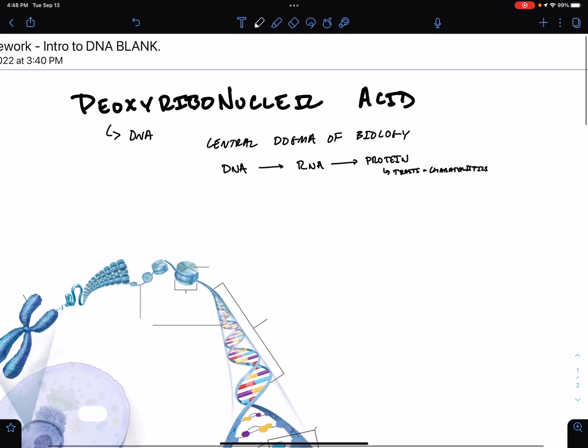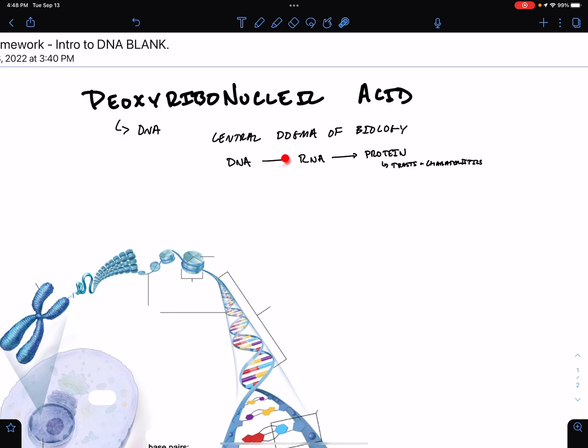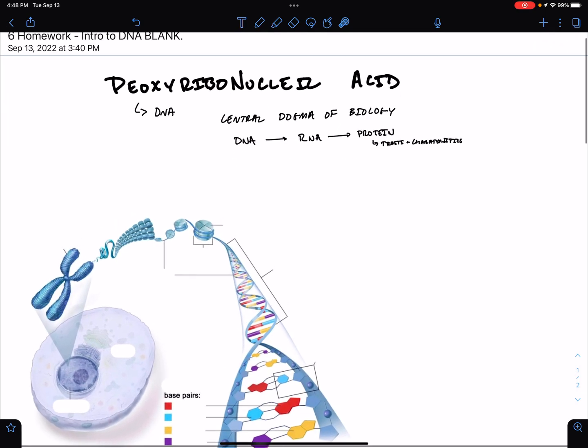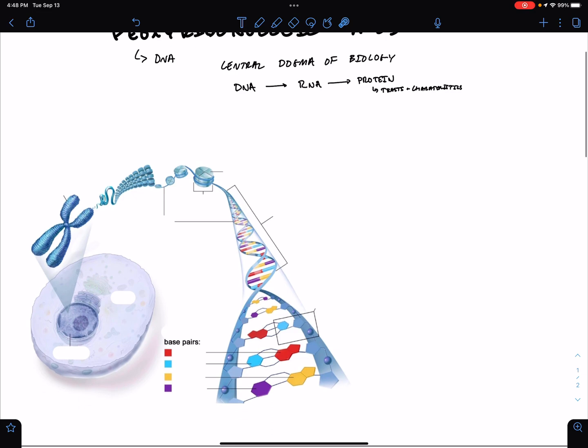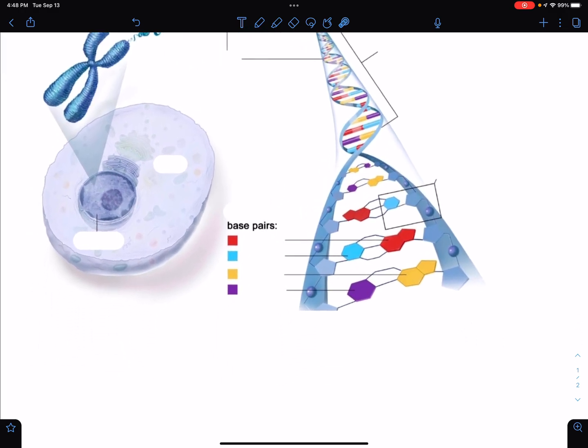We're going to be talking about what happens at each of these arrow steps in between DNA to RNA and protein pretty extensively later on in the year. But let's start with this screencast. What is DNA and where do we find it? Well, it's found in the nucleus.